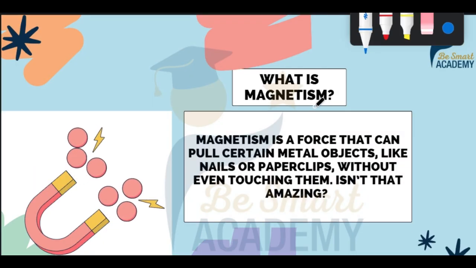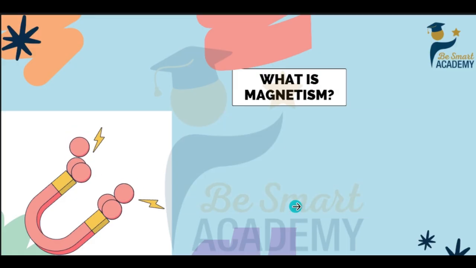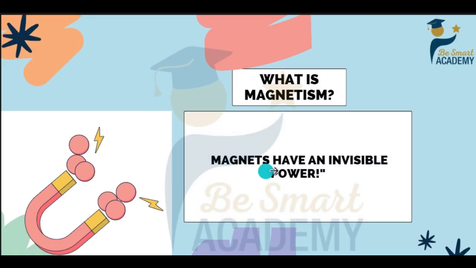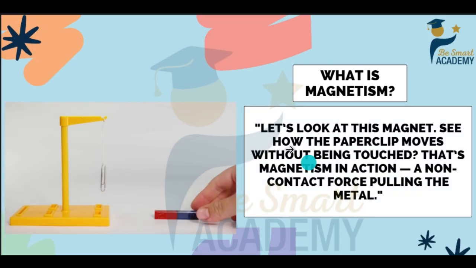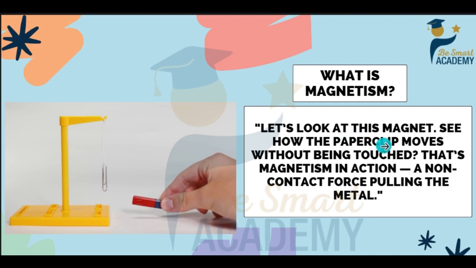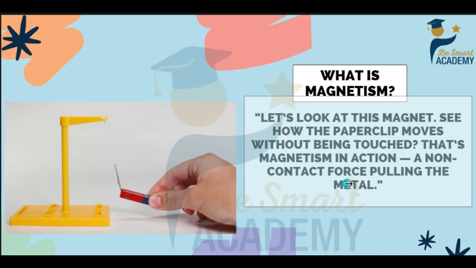Now let's talk more about magnetism. Magnetism is a force that can pull certain metal objects, like nails or paper clips, without even touching them. Isn't that amazing? Magnets have an invisible power. So if you look here, let's look at this magnet. See how the paper clip moves without being touched. That's magnetism in action. A non-contact force pulling the metal.